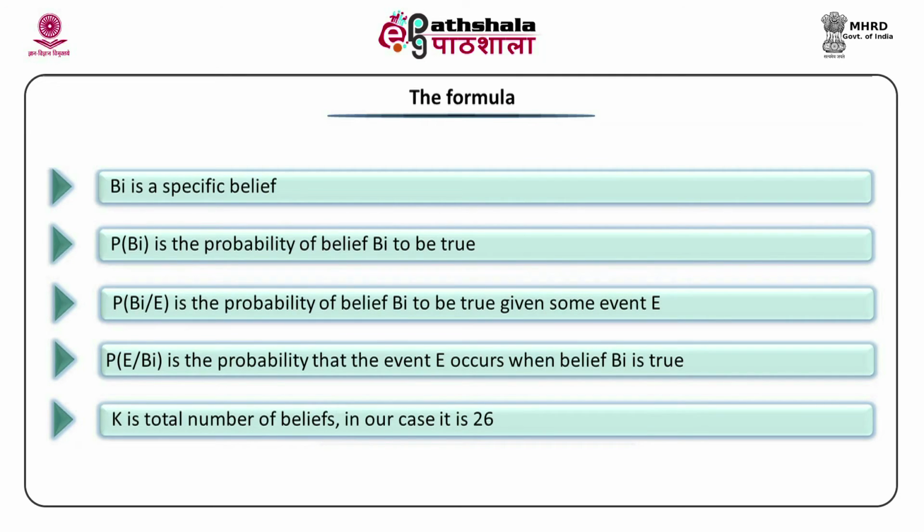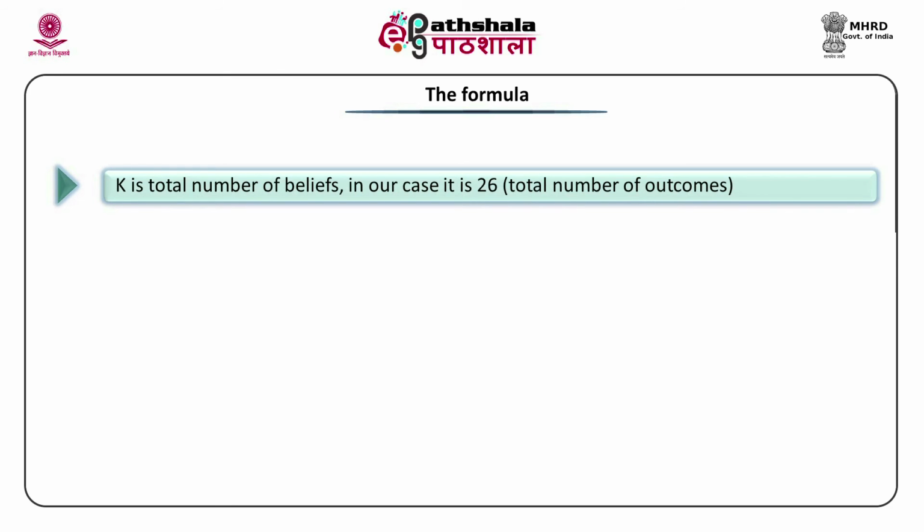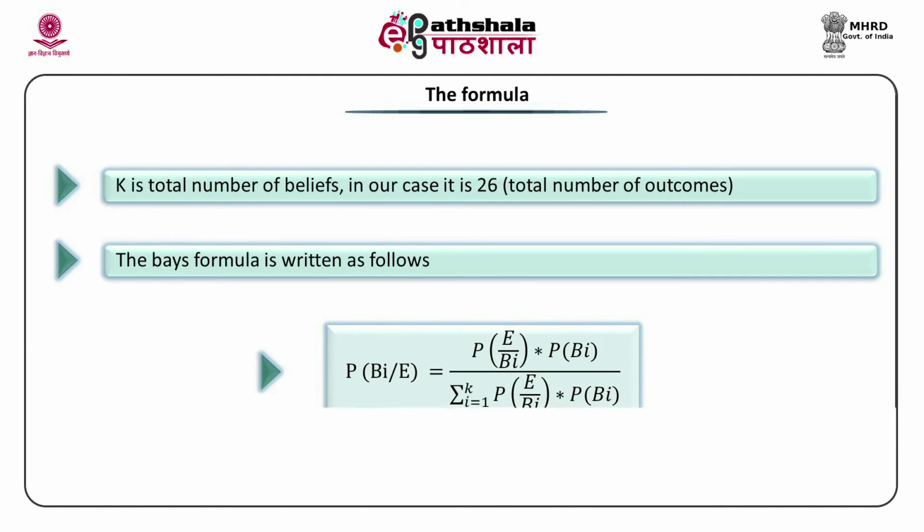K is the total number of beliefs, in our case it is total 26, and the formula is shown on the screen. P(Bi|E) is, whenever there is an evidence about something, the probability of Bi. What this Bayes formula gives us is the probability when that event happens.